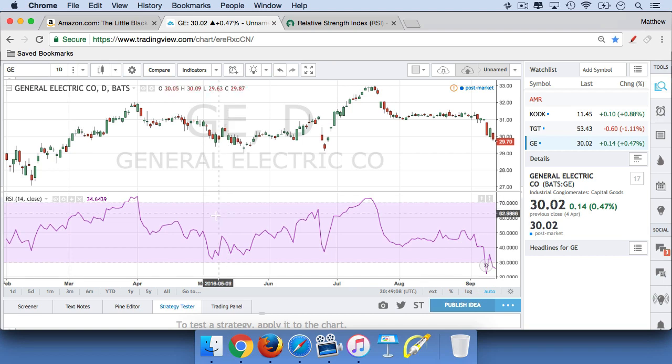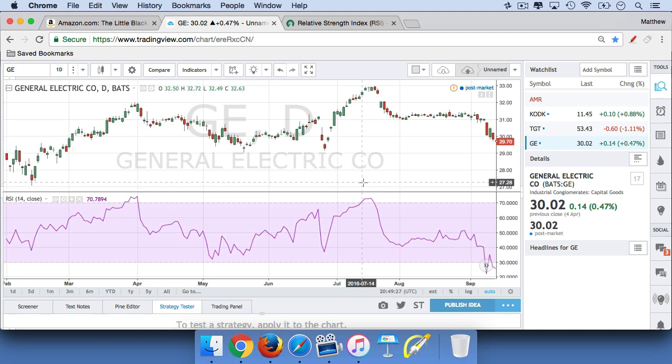Now, the two levels of the RSI are 70 for overbought and down here 30 for oversold. So you can see the way we traded GE here was when it got overbought, in other words, when the RSI was over 70, we would go short. And another great shorting opportunity over here.